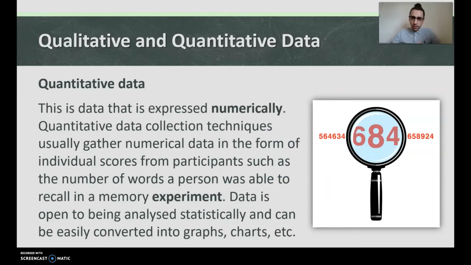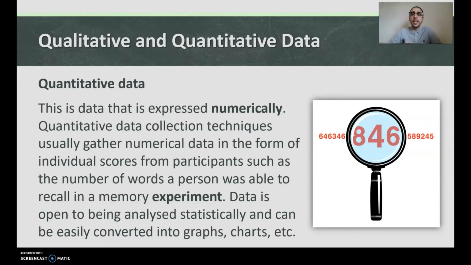Now I'm going to look at quantitative data. Quantitative data is data that is expressed numerically, so in numbers. Quantitative data collection techniques usually gather numerical data in the form of individual scores from participants, such as the number of words a person was able to recall in a memory experiment. Okay, it gives you a number essentially. It's numerical. Data is open to being analyzed statistically and can be easily converted into graphs, charts, etc.